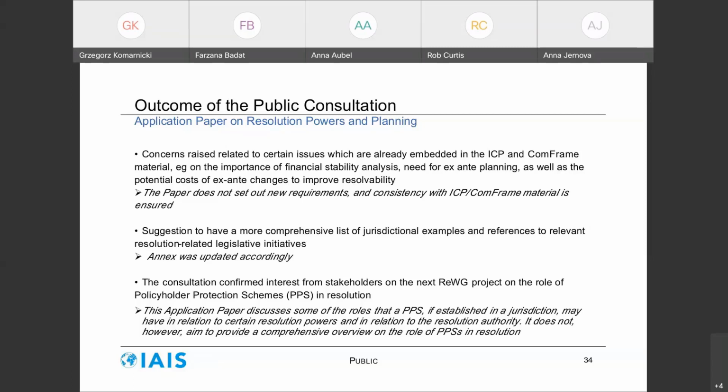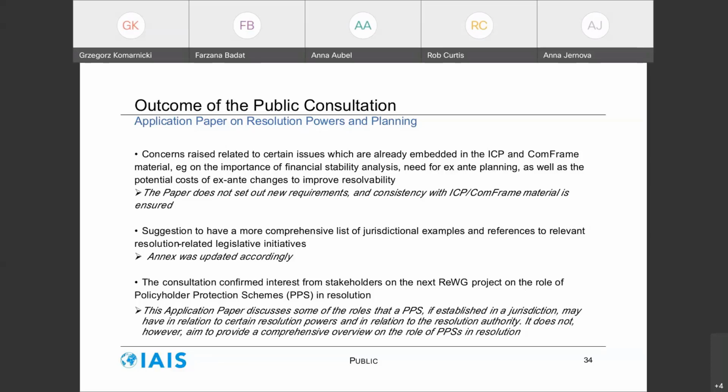We did have in the consultation a suggestion for a more comprehensive list of jurisdictional examples and a further appeal to IAIS members, and that did yield some further examples in the annex. So we think that there is a good range of possible reference sources there for your enlightenment.